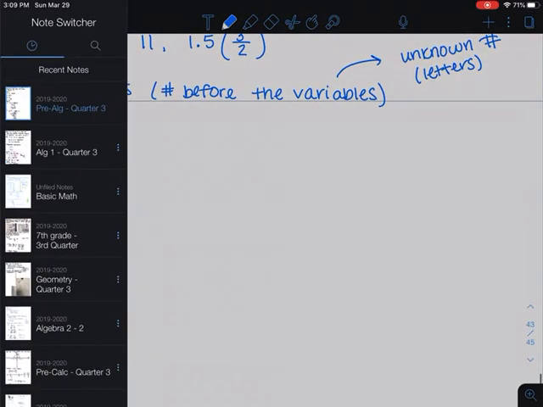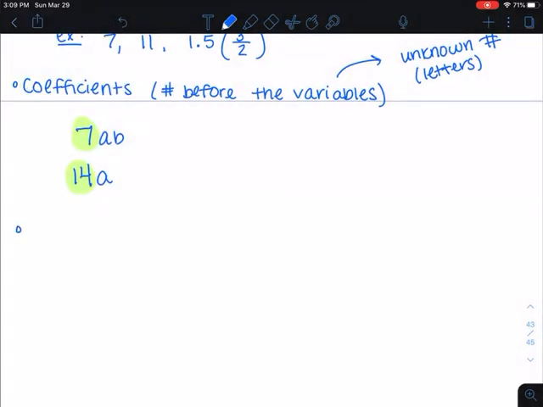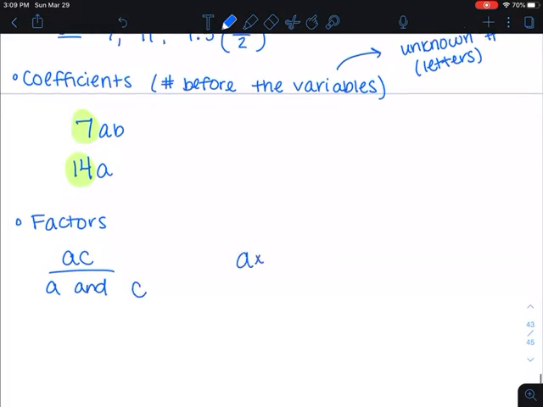Factors, again, are things that you multiply to get the number. So if you have, let's just say, a times c, the factors of a and c would just be a and c, because you multiply those together, you get a times c. Alrighty.